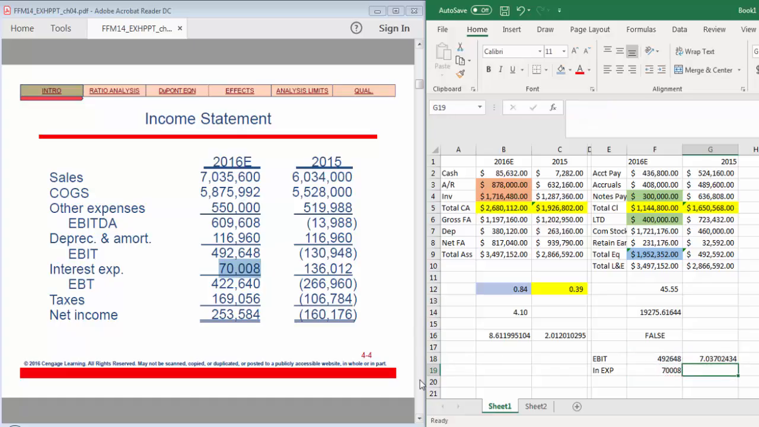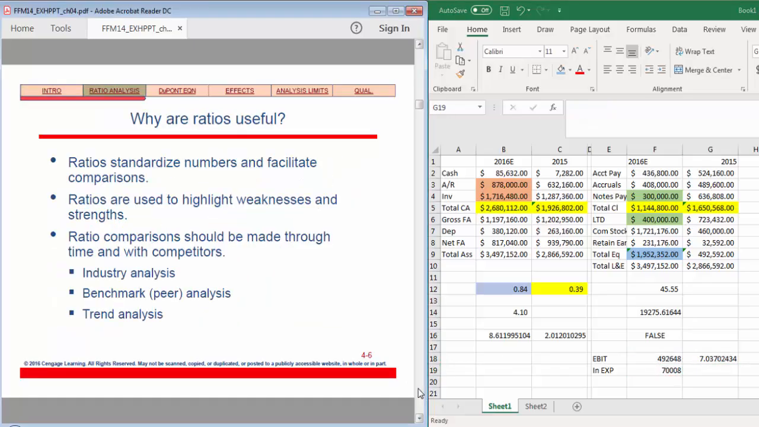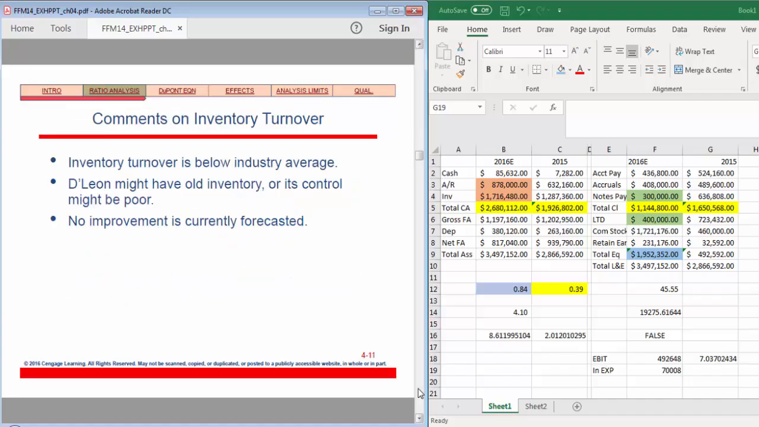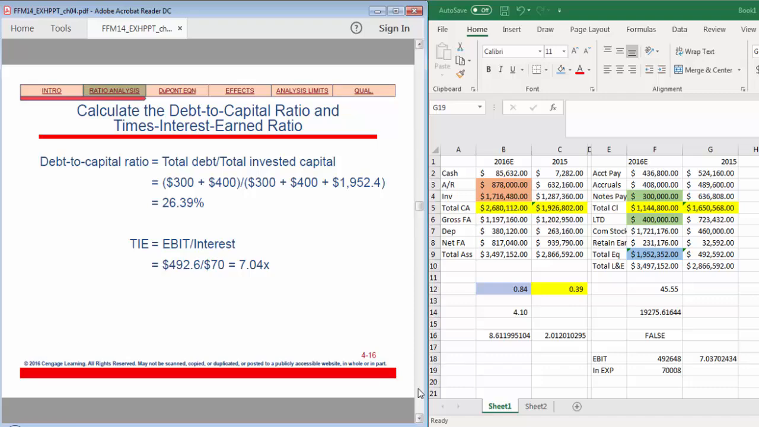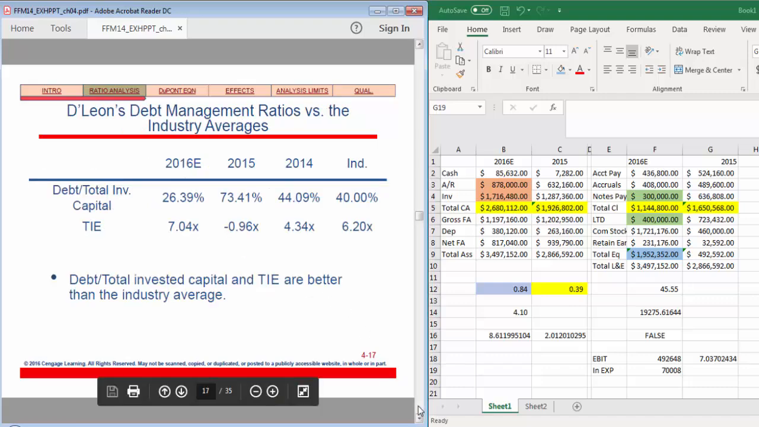So 7.03 times approximately, which seems to be okay. I mean, you are well covered. There you go, 7.04 times. But let's compare to industry.